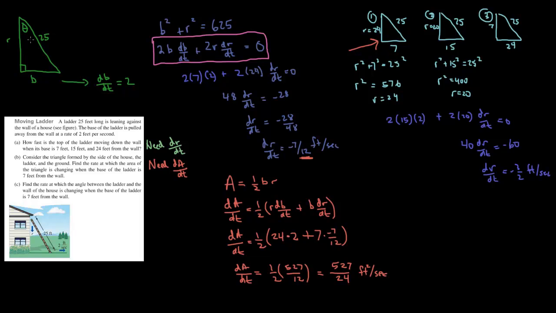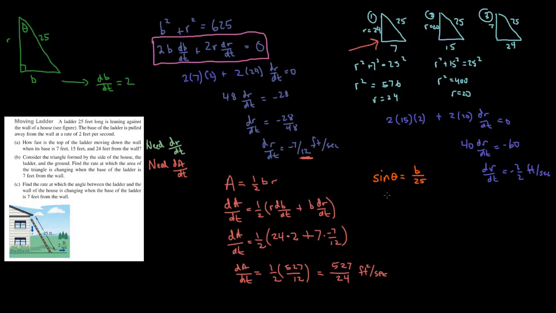I think that's sine. So we could say, for part C, that sine of theta equals opposite over hypotenuse, so B over 25. Opposite over hypotenuse.